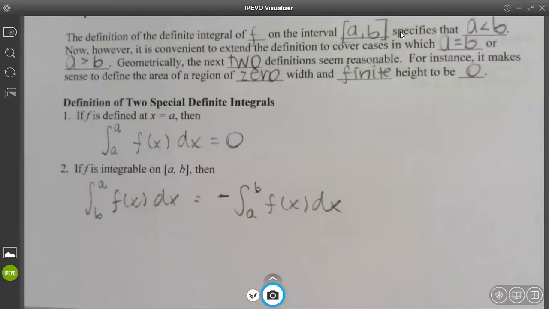Better hurry up. Missing the good stuff. I thought this was the good stuff, that's why I was waiting. That's all the little examples.